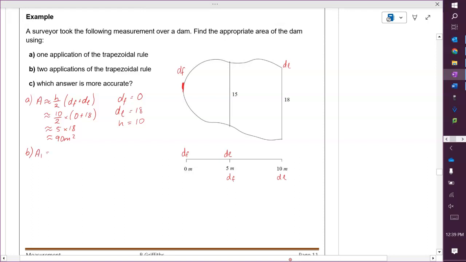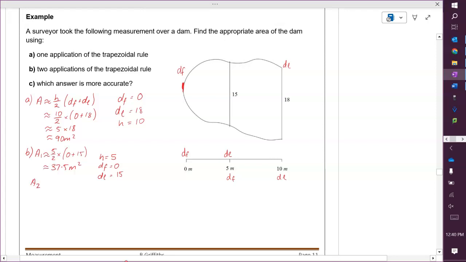So if I look at the first area, I have the h over 2. I'm not going to write this formula again, so I might run out of space, but we would write our formula if that's what it asked. So the distance between these two, so our h value is going to be 5. My df is 0. My dl is 15. Okay, looking here. So h is 5, so 5 over 2 times df is 0 plus dl, which is 15. So I'm getting here 37.5 meters squared. And they are approximations, not equals.